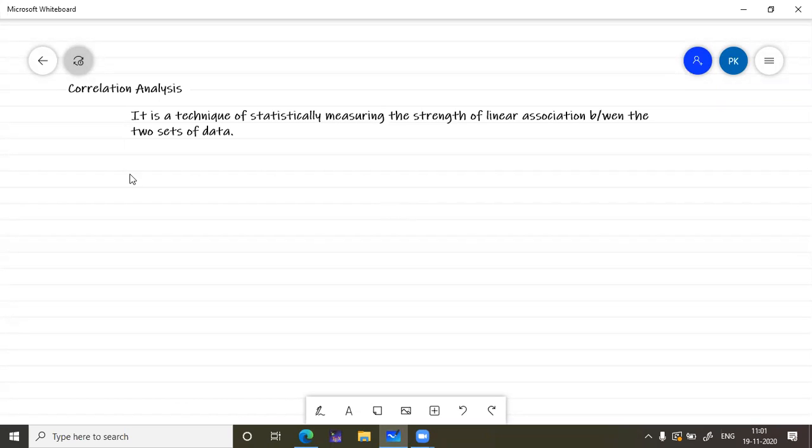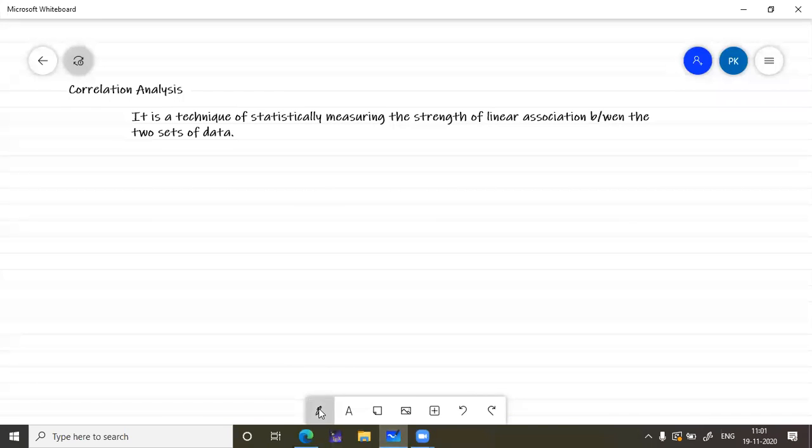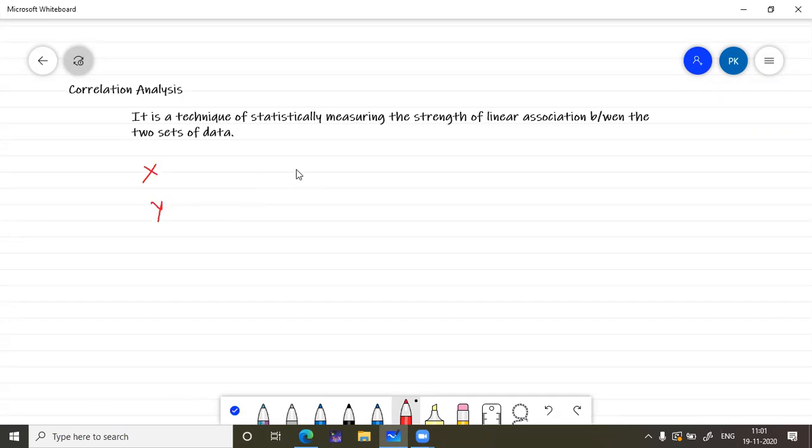Positive means, suppose you have two data sets X and Y. If both the data sets move in the same direction, then we say that the correlation between them is positive correlation. एक ही डायरेक्शन में मूव होता है जब. And if the data sets are in the opposite direction, suppose we have X and Y data sets and one is moving in the positive and another one is moving in the negative direction, then we say that there is a negative correlation between them.